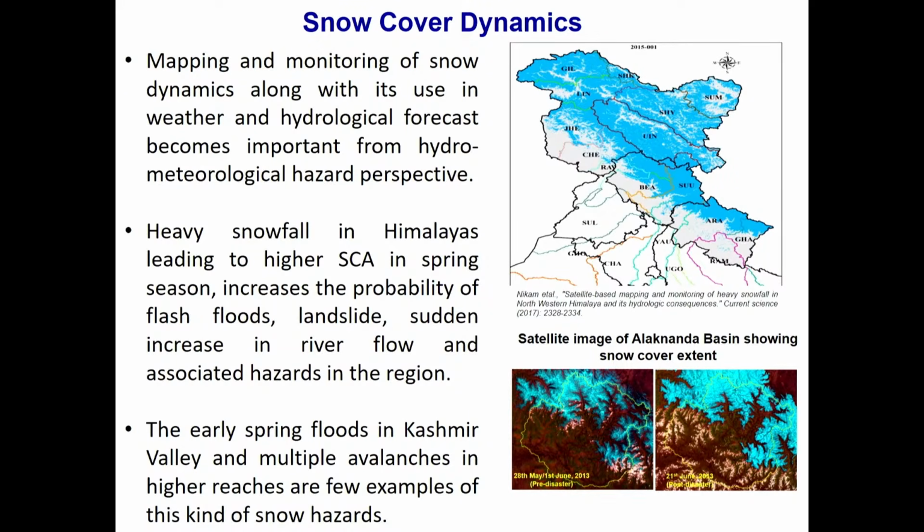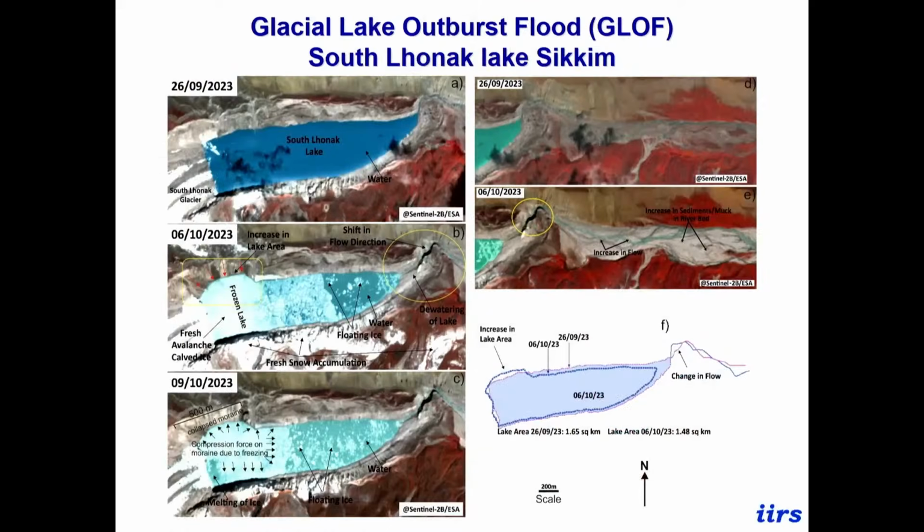And these are very important. Mapping and monitoring of snow dynamics is very important in weather and hydrological forecasting. They become a very important input. So satellites help us, because it is very difficult to access these high altitude areas, whereas satellites can easily do that.